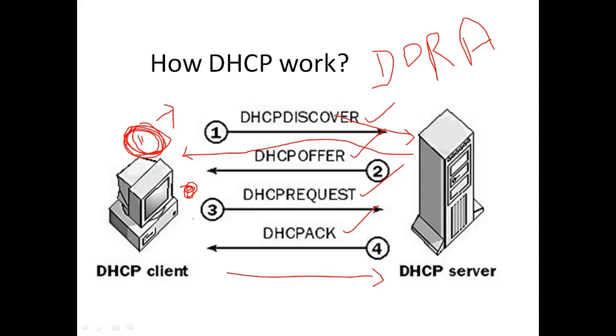Now, after that, the DHCP client sends a DHCP request, requesting that it needs that IP. And after that, the DHCP server again sends an acknowledgement to the client, confirming the lease information to the DHCP client.